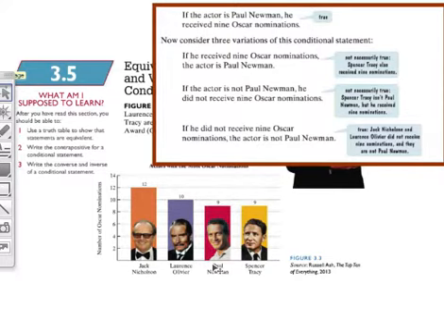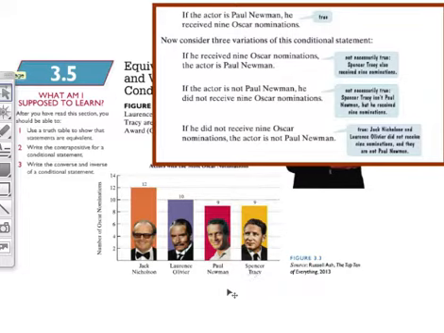Now, what would be the converse? If he received 9 Oscar nominations, the actor is Paul Newman. Is that necessarily true? There's 2 that received 9. If the actor is not Paul Newman, he did not receive 9 Oscar nominations. Well, this actor is not Paul Newman, but he received 9 Oscar nominations.